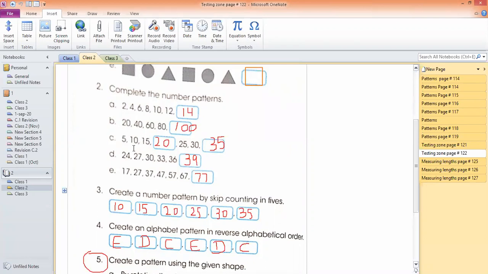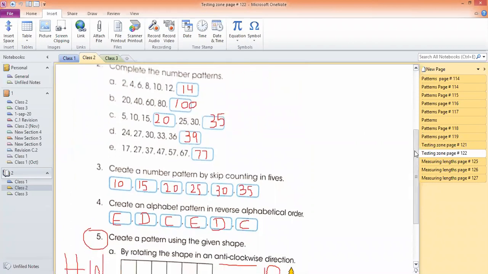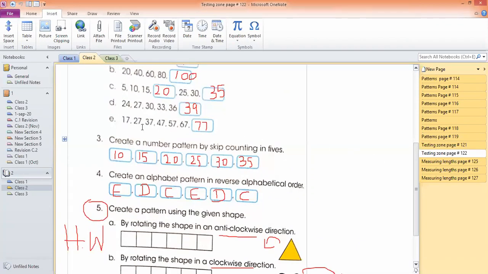And in C, the pattern was about counting in fives. So after 15, when you add 5, it is 20, then 25, 30, and when you add 5, it is 35. The pattern of D was counting in threes: 24, 27, 30, 33, 36. So you add 3 to 36 and you find 39.